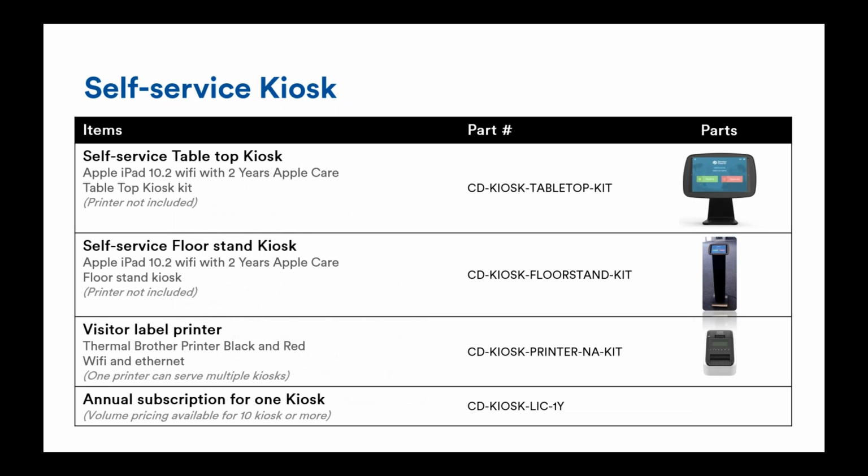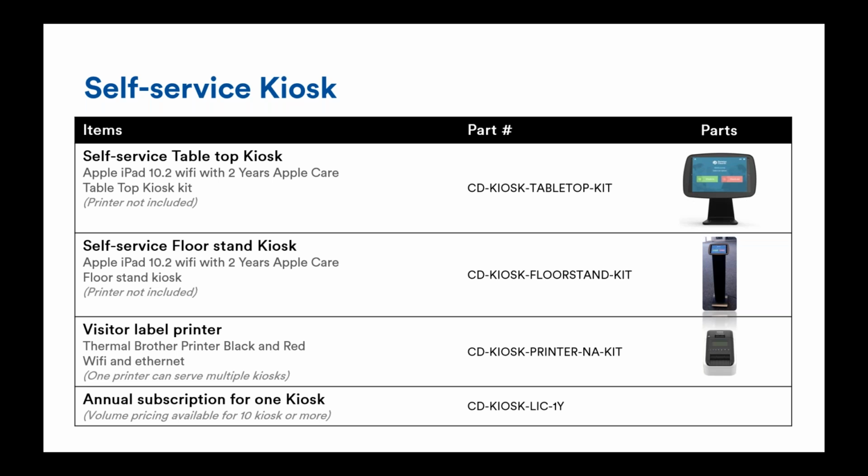For the hardware of our Clear ID, we have our self-service kiosks, and there are two options. One is the tabletop kiosk, which is what you saw in the video. This comes with a 10.2-inch Apple iPad, the Wi-Fi version, and it comes with 2 years of AppleCare and the tabletop kit, which is the whole enclosure. The floor stand kiosk comes with the same package, but with a floor stand kit instead of the tabletop kit. The printers for each of the kiosks are sold separately, but they can be used for multiple kiosks in a central location.